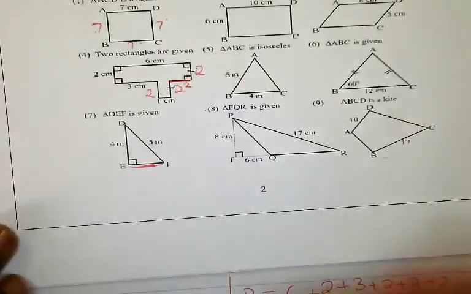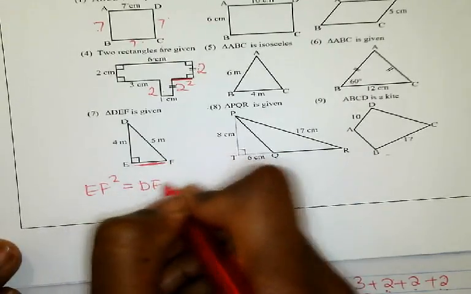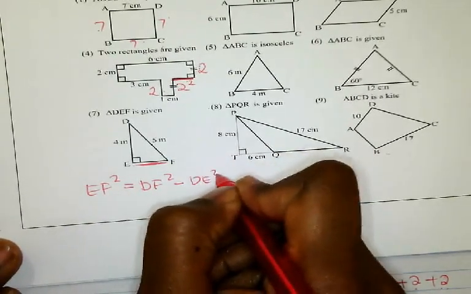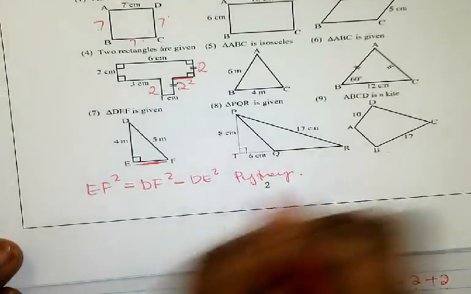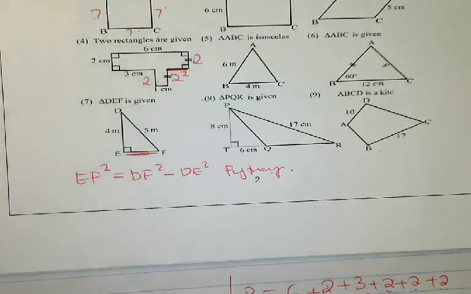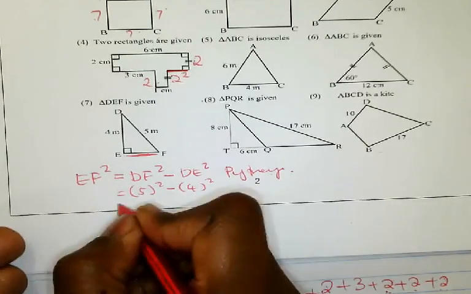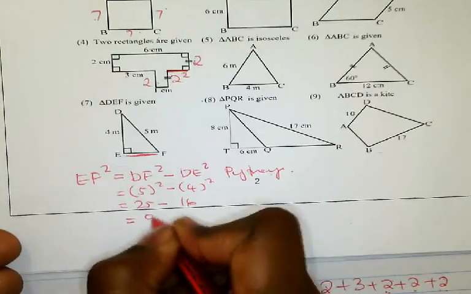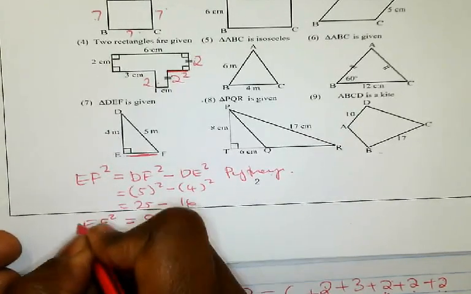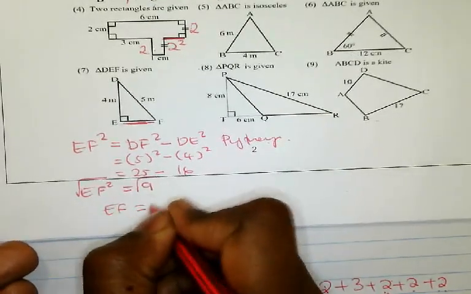So what is the formula when we're calculating the other side? It's going to be EF squared equals DF squared minus DE squared. And what is our reason? Pythagoras. We are subtracting because we are looking for the other side. Then we substitute 5 squared minus 4 squared, which is 25 minus 16, which is how much? 9. EF squared is 9. Then square root both sides. EF is how much? 3. So this side is 3.